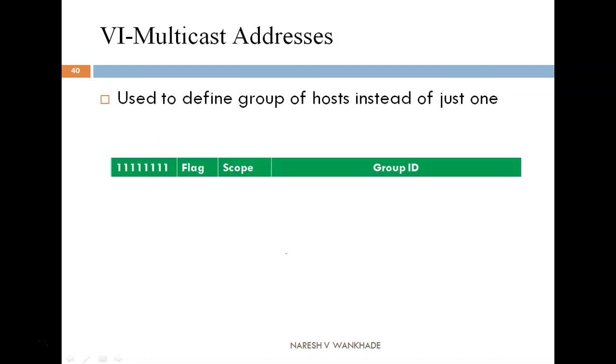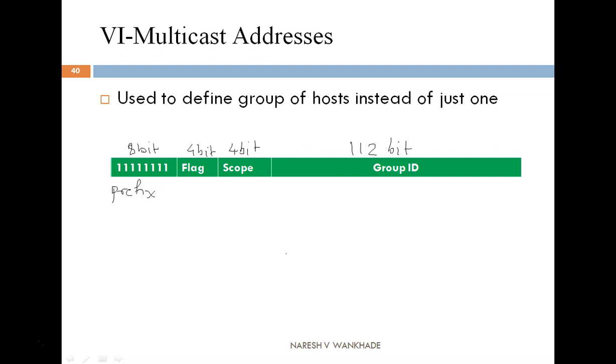Next part is the multicast addresses. These multicast addresses are used to define a group of hosts instead of just one. We know the meaning of multi. Multi means more than one, that is many. It has four important fields. First one is the prefix of 8 bits. It has all ones. Second one is the flag of 4 bits. Next one is the scope of 4 bits, and the last one is the group ID, which is of 112 bits.